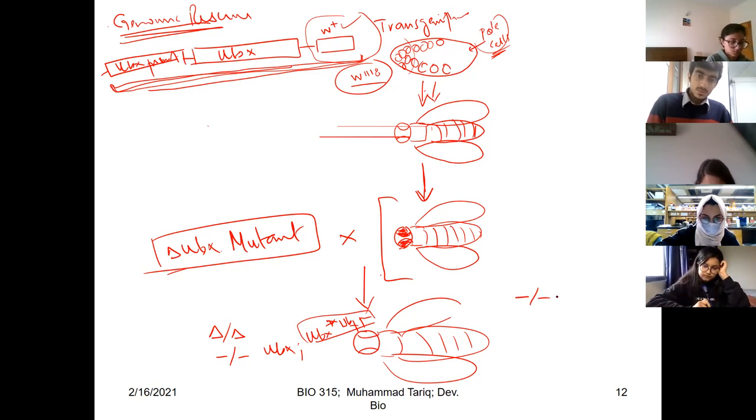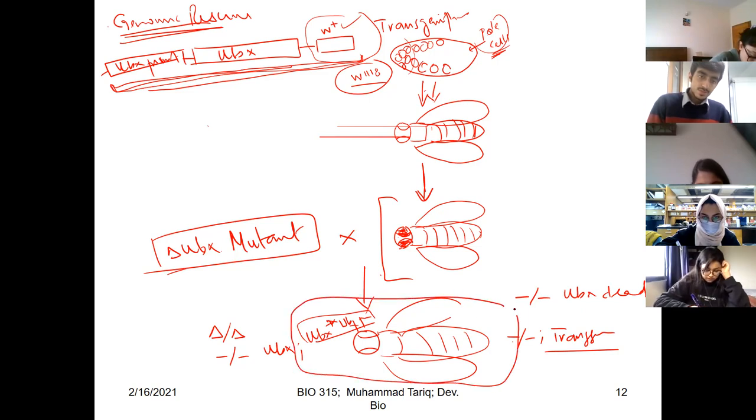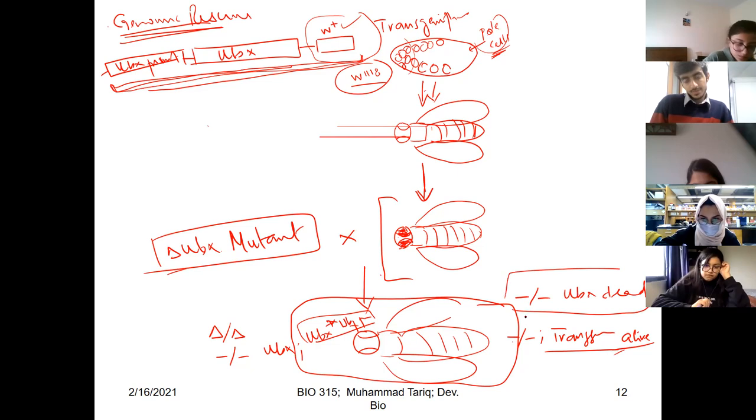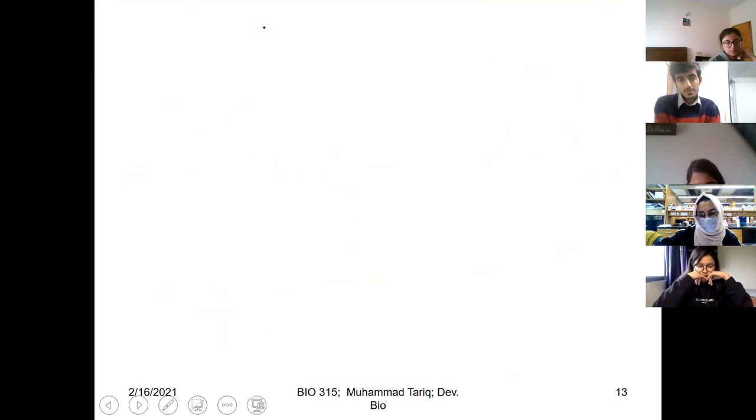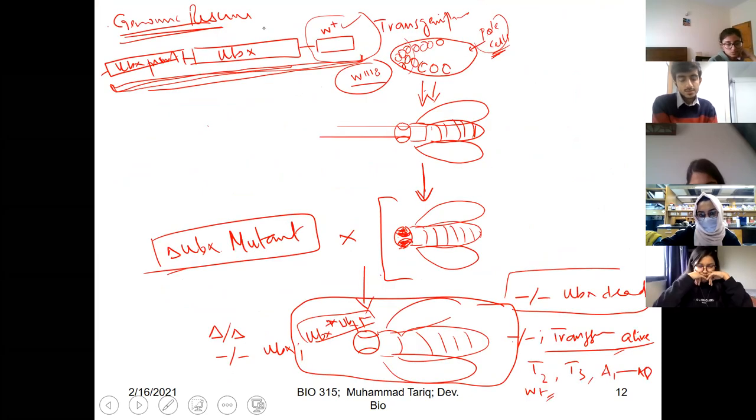Now, we know that minus minus UBX is dead. But if this fly, minus minus in the presence of transgene, survives, if it is alive, what has happened? You have not only rescued the lethality, but also you are going to see the phenotype of minus minus UBX plus transgene: T2, T3, A1, A2, all the way to A8. Is it wild type? If it is wild type, you will say this phenotype, which we discovered here in our genetic screen, is indeed due to UBX. So this is genomic rescue. Does it make sense?